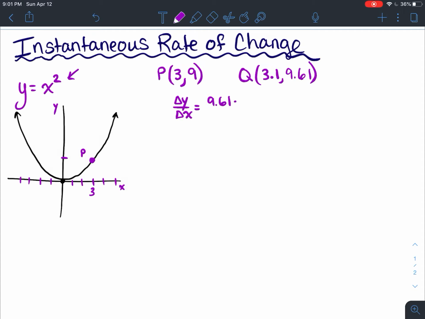And let's see what our rate of change would be. We'd have 9.61 minus 9 over 3.1 minus 3. So our rate of change will be 6.1.